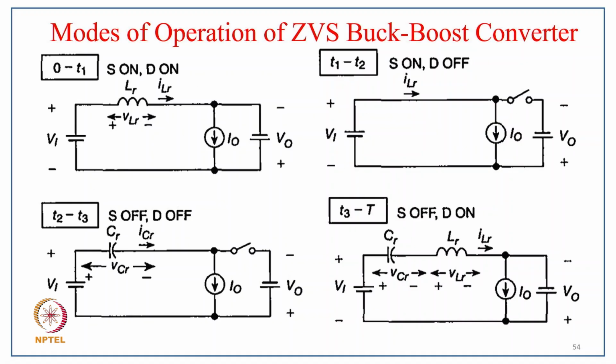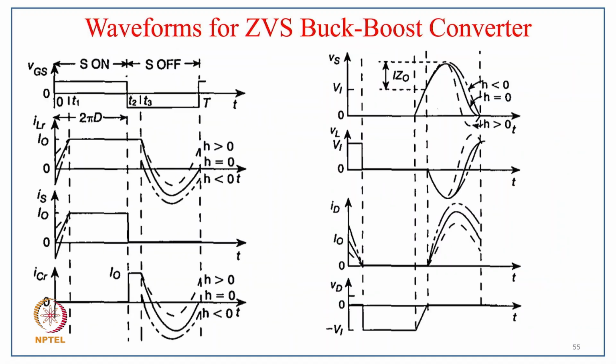So the first mode is 0 to T1, where the switch is on and the diode is on, as you can see here. The second part is when the switch is on and the diode is off. The third mode is T2 to T3, where the switch is off and the diode is also off. And the fourth mode is when the switch is off and the diode is on. So you can see how the capacitance and the inductor come in series with the circuit.